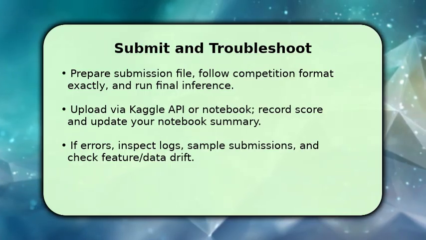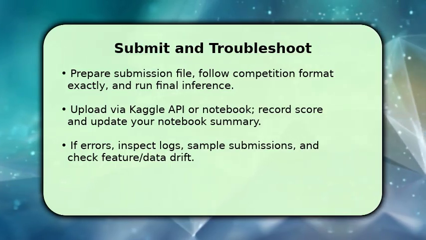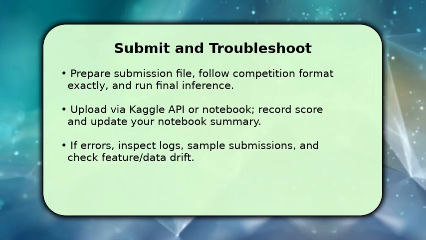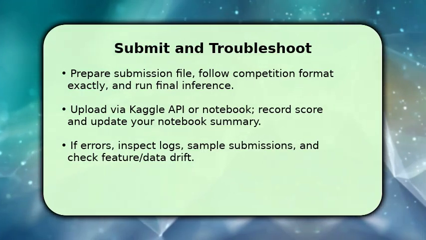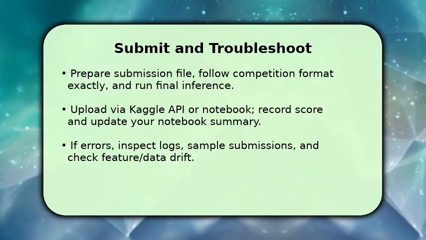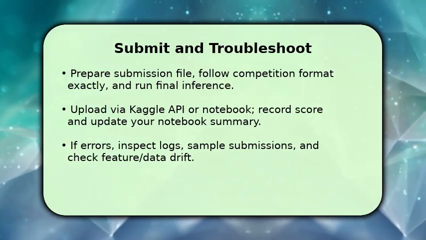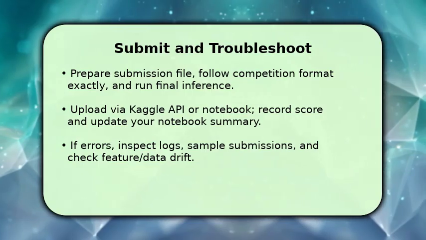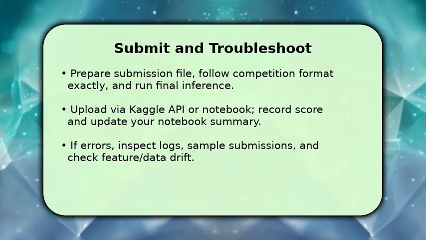If results are worse than expected, inspect logs, verify preprocessing order, and compare your predictions on a holdout sample. Make sure to check for data leakage and feature drift. If something breaks, reproduce the failing step locally to isolate the issue and fix it before resubmitting.